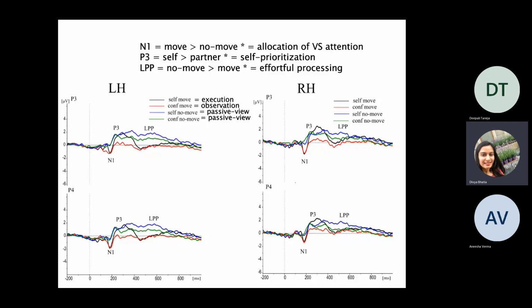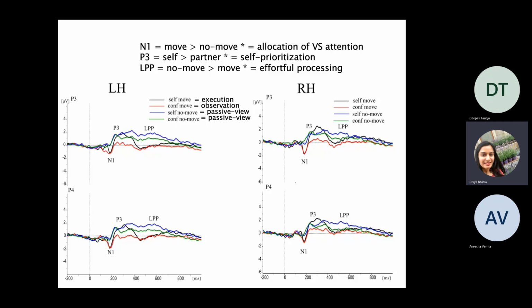Then we had P3, which was higher for the self relevant trials than the partner relevant trials. So P3 reflects self-prioritization. I prioritize my stimuli, self-owned objects. There is this entire literature on P3 and the self-prioritization effect and the self-owned objects effect, meaning that we remember better the items which are self-owned, which are relevant to myself as compared to my partner.